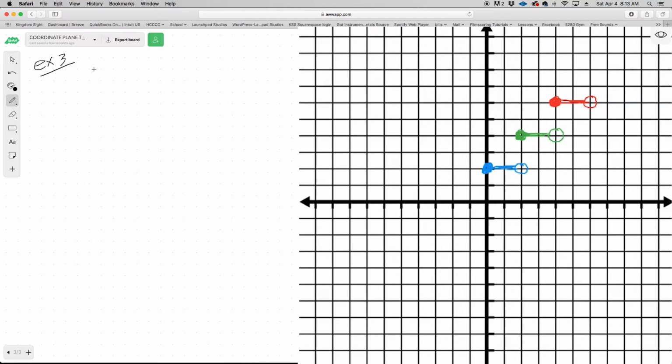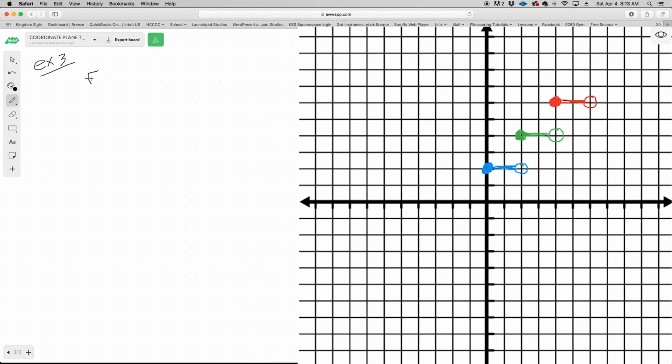Look at the blue line. All right, it looks like the x values are in between 0 inclusive and 2. Okay, look at the green line. It looks like those values are in between 2 inclusive and 4. Look at the red line. Looks like those values are in between 4 inclusive and 6. So how do we write that function?